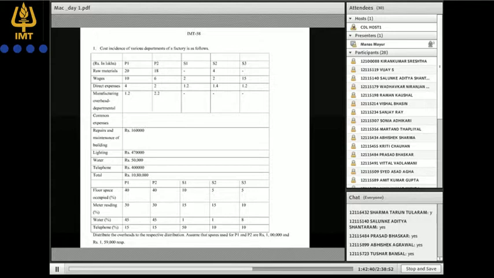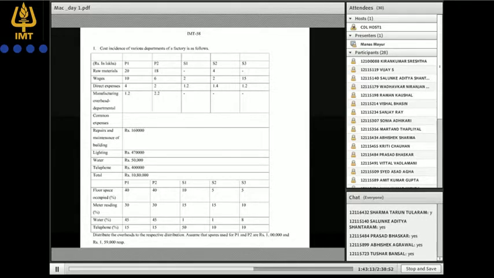Okay, so the first question you can read, the cost incidence of various departments of a factory is given below. You have got various departments which are codified as P1, P2, S1, S2, S3. P refers to the production department and S denotes service department. So you can see this is how the codification is done, right? Then you have got some cost like raw material cost, which is given to you department wise.